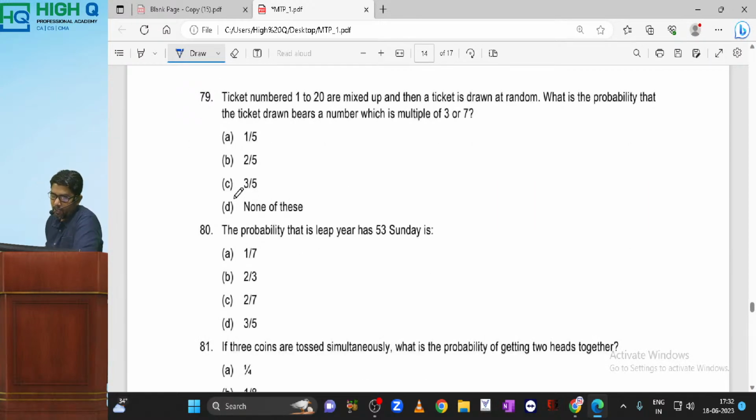Tickets numbered 1 to 20 are mixed up and then a ticket is drawn at random. What is the probability that the ticket drawn bears a number which is a multiple of 3 or 7? See, listen here. 1 to 20, multiple of 3 or 7. First, multiple of 3: 6 by 20, since 6 threes are 18. Multiple of 7: 2 by 20. There is no intersection between 3 and 7, because the intersection is 21, which is more than 20. So our answer is 8 by 20, which is 2 by 5.